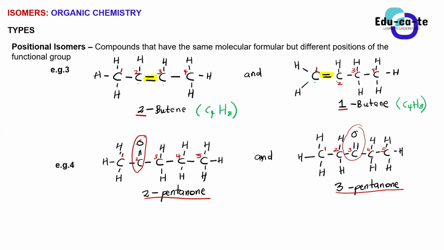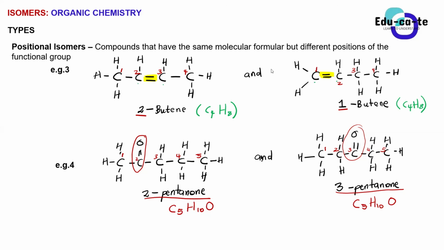Yes, sir. Even if you were to do the molecular formula to check, this is C5H10O. So there are 5 carbons, 10 hydrogens. If you count them one by one, even on the second one, 3-pentanone, it's 5 carbons, 10 hydrogens, 1 oxygen. So they have the same molecular formula, but different positions of the functional group. Are we guys clear on what positional isomers are now? Yes, sir. All right.